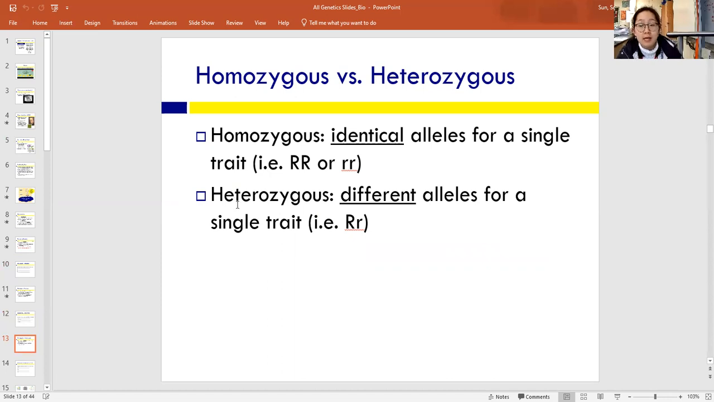Heterozygous, on the other hand, hetero means different or opposite, right? If you're heterosexual, you like the opposite gender or the different gender. So heterozygous is about alleles, and it means that there are different alleles for a single trait. And there's only one case of this, so you don't need to worry about heterozygous dominant or recessive. It's just heterozygous. And that means in this case, you would have one capital R and one lowercase r. So this is heterozygous, and these are both homozygous. This is homozygous dominant, and this is homozygous recessive.